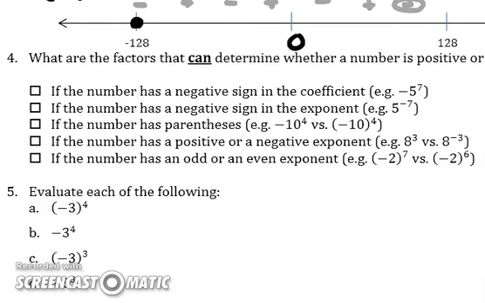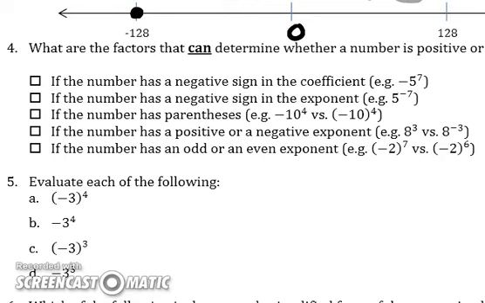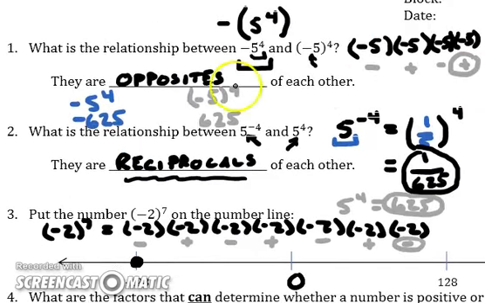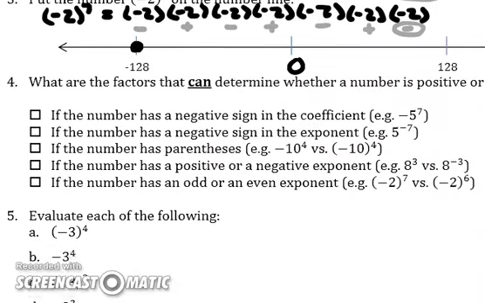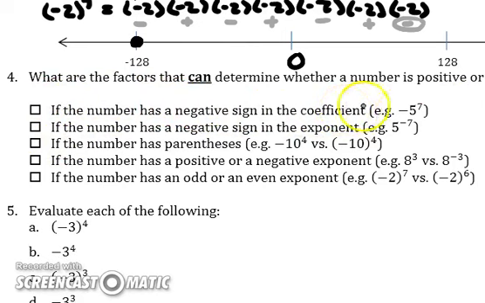On number 4, what are the factors that can determine whether a number is positive or negative? So we're talking the overall result. Is the overall result negative or positive? So kind of like what we saw in number 1, the overall result could be negative or positive depending on whether or not there are parentheses. So we just saw if the number has a negative sign in the coefficient, it can affect it. If we have negative 5 to the 7th power, that's going to be a negative number. And if we have 5 to the 7th power, that's going to be a positive number. So this can definitely affect whether or not our result is negative or positive.